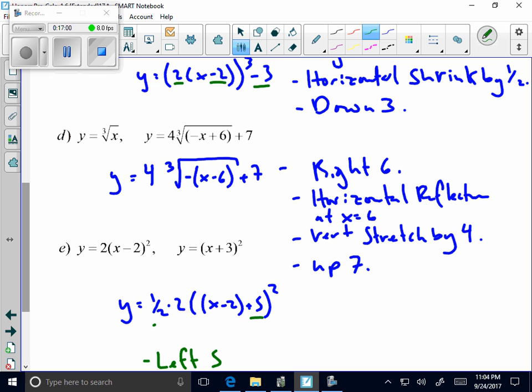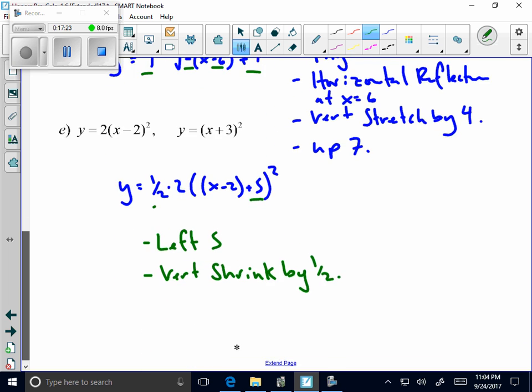With D, we want to factor the negative off of the inside of the function, and we'll see then that we are moving right 6 with a horizontal reflection, or flip we could say it both ways, at x equals 6. And then right here we have a vertical stretch by 4, and after that we're taking all those function values and moving up 7 with them on the y.